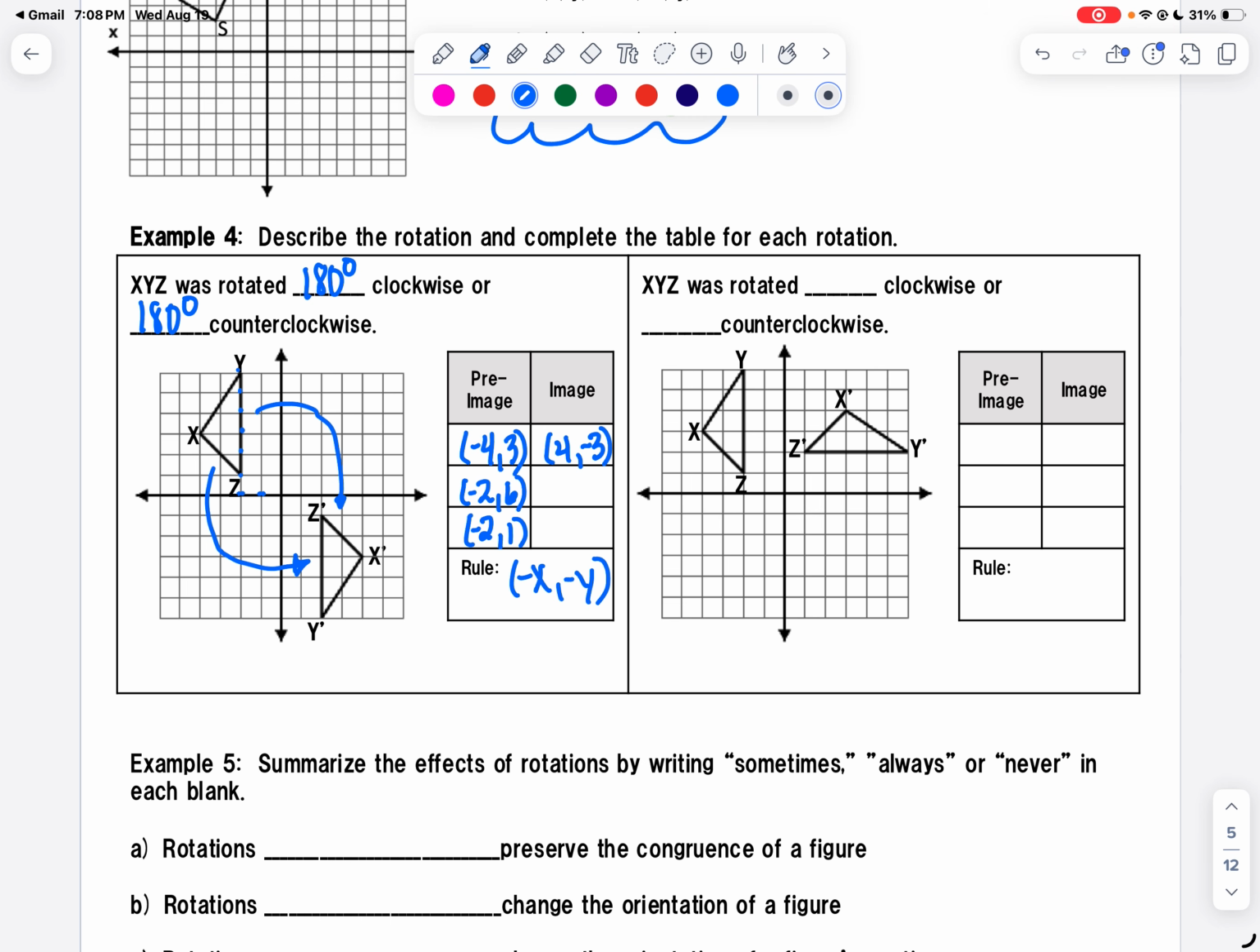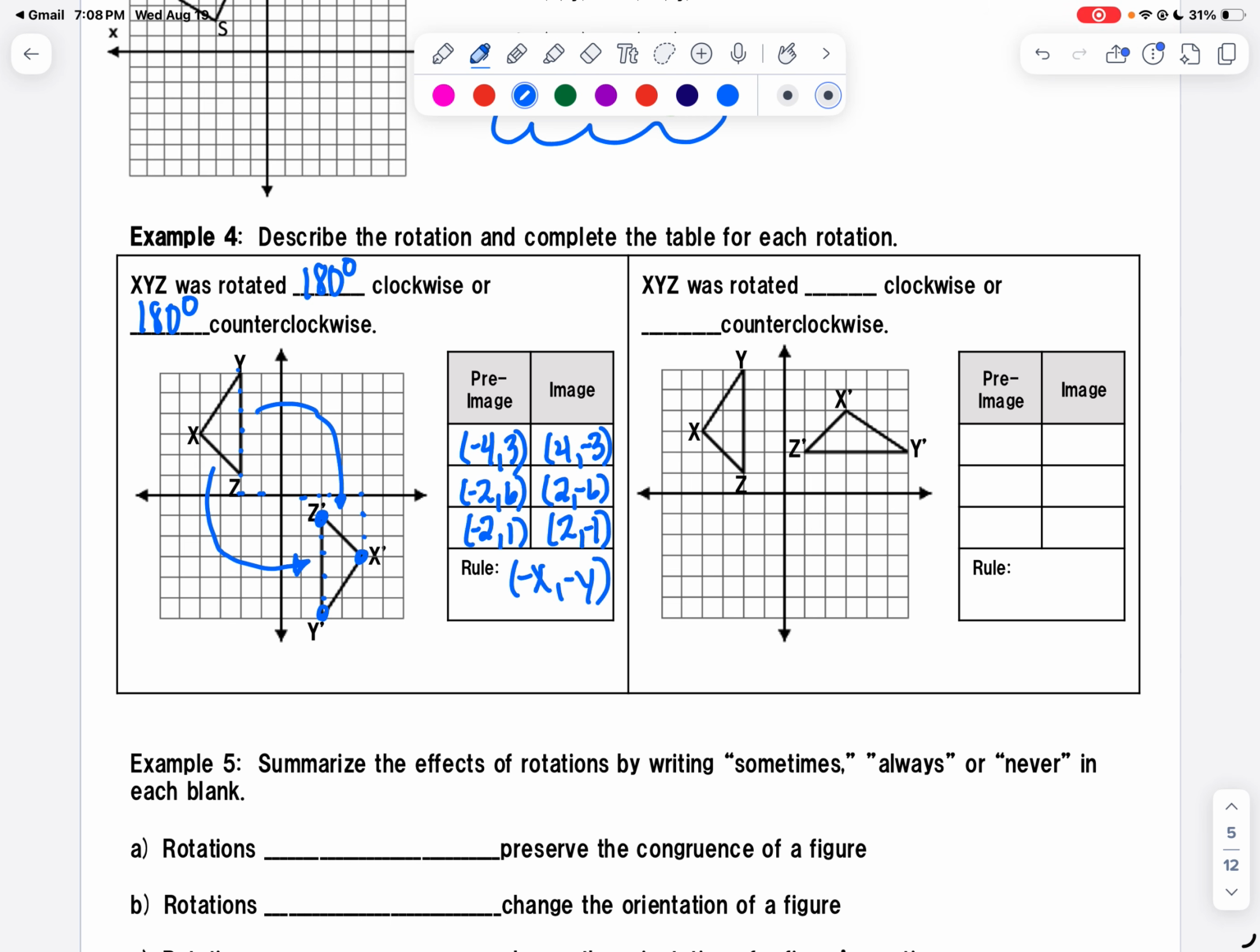So let's see if we have a dot there. 1, 2, 3, 4, 1, 2, 3. Yep. (-2, 6) would have to be at (2, -6). So 1, 2, 1, 2, 3, 4, 5, 6. Yes, we have a dot there. And then (2, -1). 1, 2. Yep, indeed we do have a point there. So 180 clockwise, same rule as 180 degrees counterclockwise.